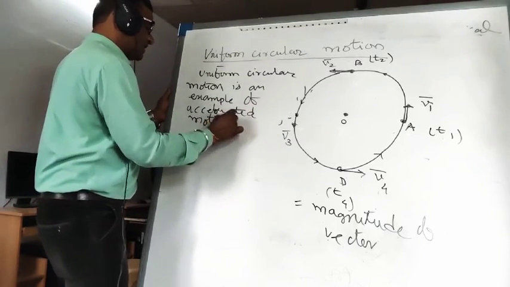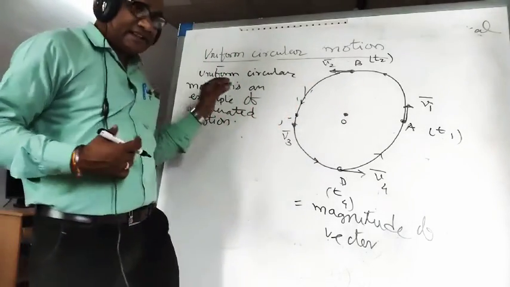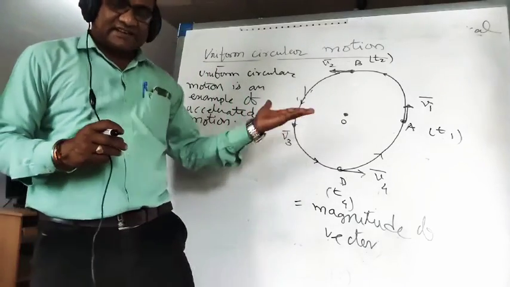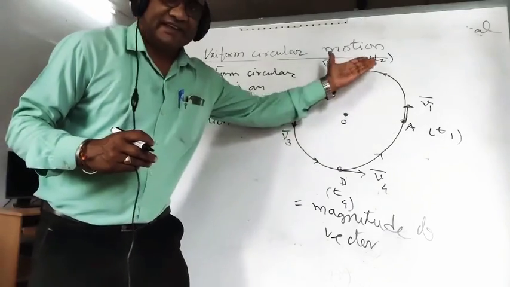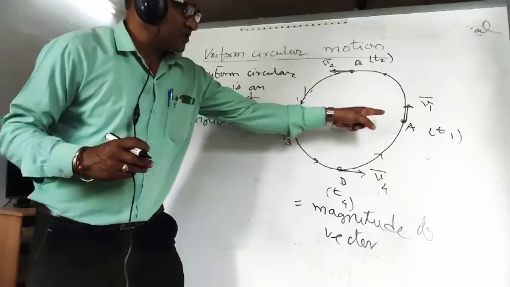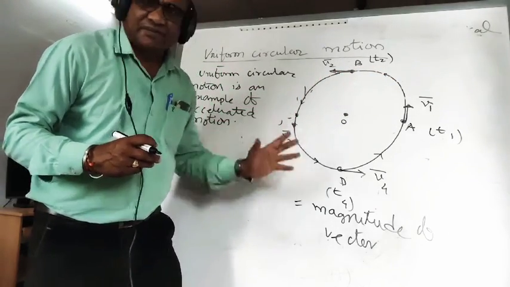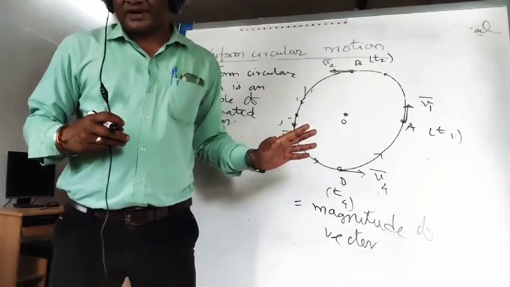So what do you mean by the term uniform here? Uniform indicates that the speed of the object is the same. But why is this motion accelerated? Because there is a continuous change in the velocity, a continuous change in the direction of motion. The velocity of the object is constantly changing at each and every point on this circular path.